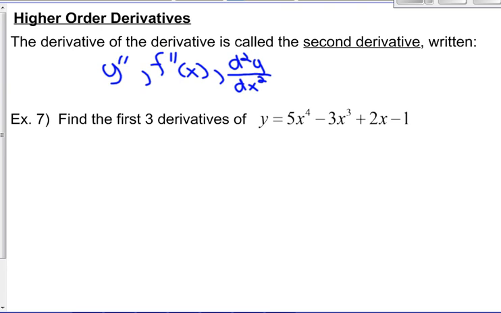So if we want to find the first 3 derivatives of this, well, the first derivative's no problem. 5 times 4 makes 20. Power goes down by 1. 3 times 3 makes 9. Power goes down by 1. 2 times derivative of x is 1.